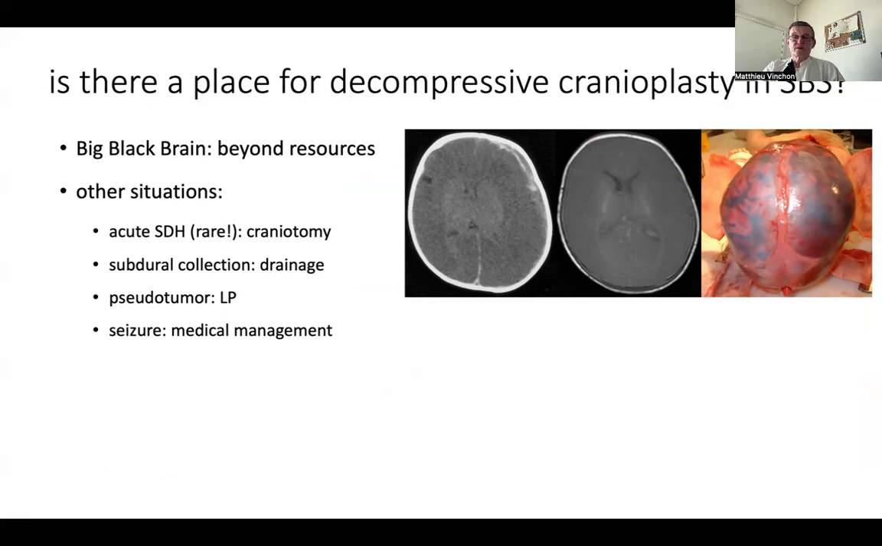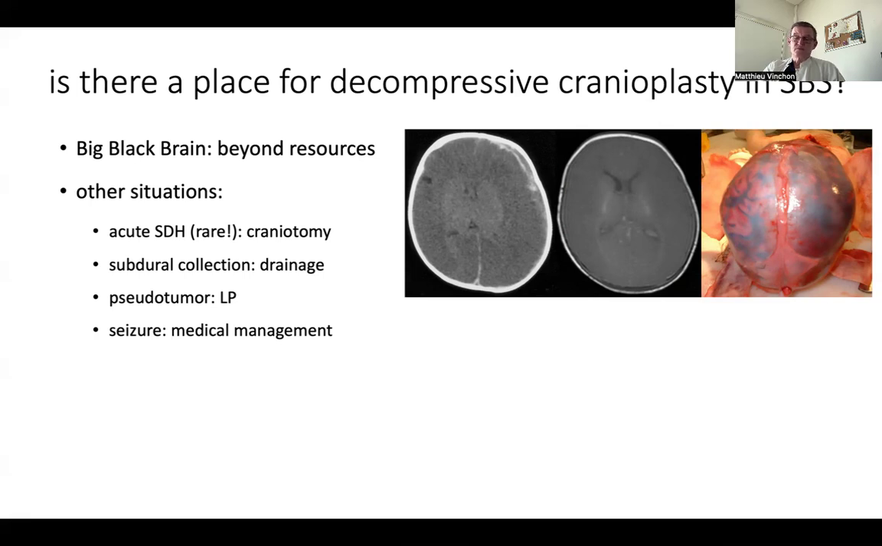Is there a place for decompressive craniotomy in shaken baby syndrome? I think the place is certainly very small, because when they arrive with a big black brain in emergency, we think it is beyond resource. Decompressive craniotomy would not help, and also these children are very unstable. And in most cases, we can do a lumbar drainage or lumbar puncture, which has a very dramatic effect in the children.